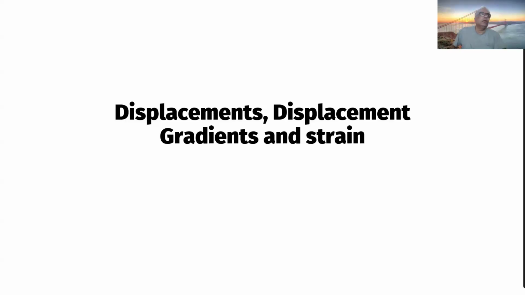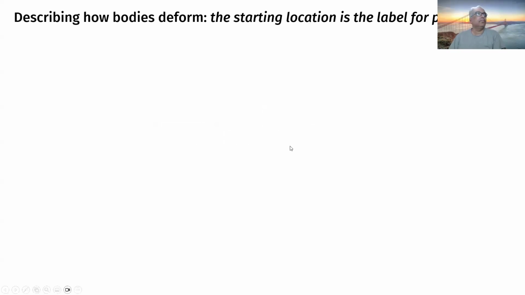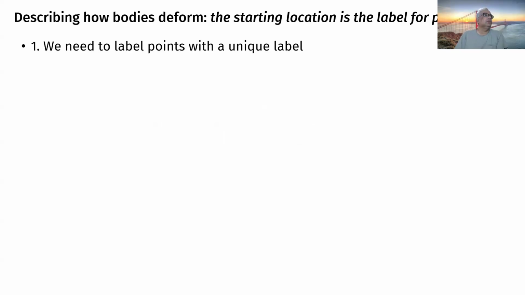Hi. Today we are going to talk about displacements, displacement gradients, and strain. What we want to do is to describe how bodies deform. For that, we need to find a way to label the particles in the body, and the starting location is the label for the particles. We need to assign labels in such a way that each particle has a unique label.